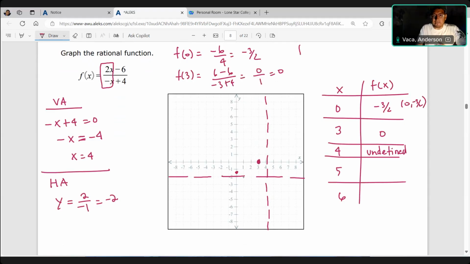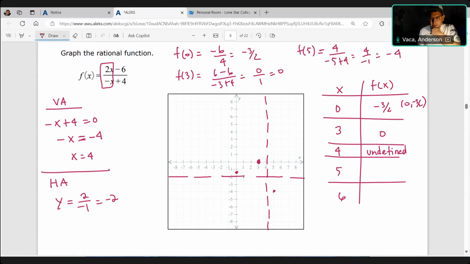5. Let's see f of 5. 2 times 5 is 10. 10 minus 6 is 4. Then we have -5 plus 4, which is 4 over -1, which is -4. 5, -4, right over here.